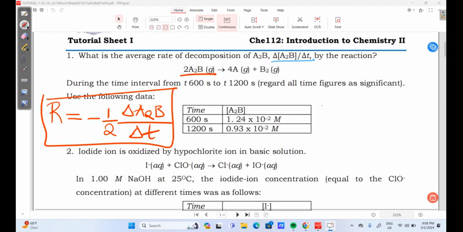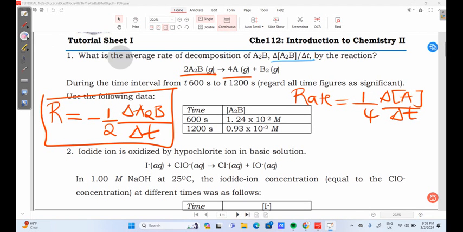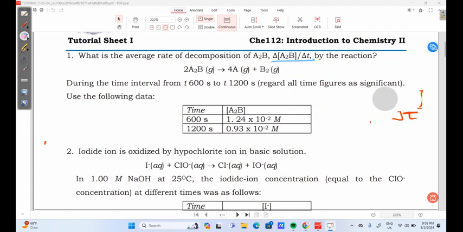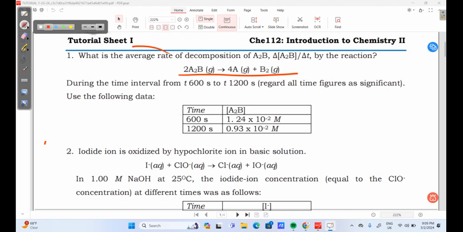If we're going to express it in terms of the product, for example if I look at A, I can say my rate is equal to 1 over 4 times the change in concentration of A divided by the time it took for that concentration to change. These formulas should be at your fingertips. Now let's analyze the question we have at hand. We've been given that equation, and they want us to determine the rate.